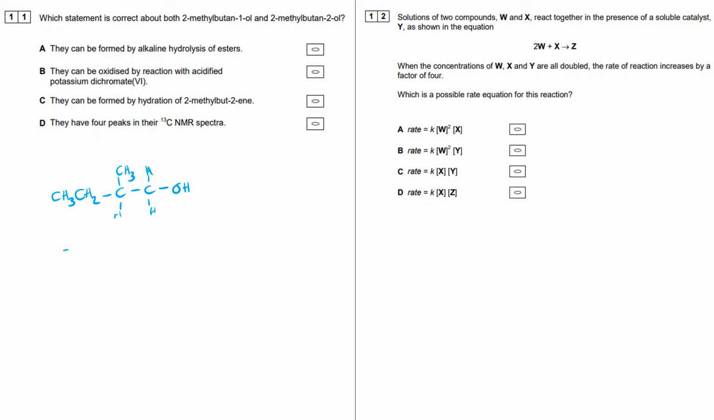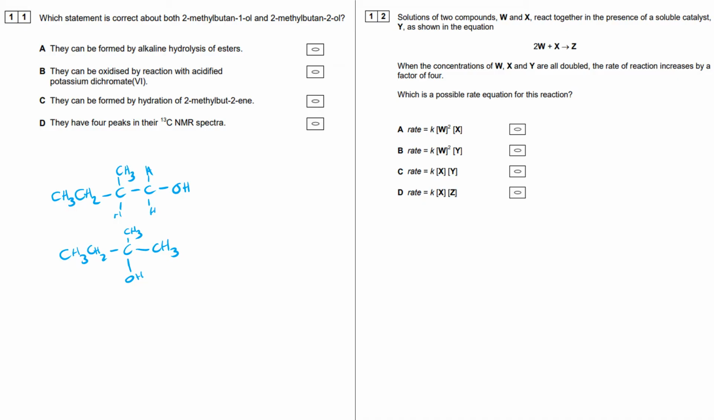2-methyl-butan-2-ol, you're going to have a similar thing, methyl group on carbon 2, but also an OH on carbon 2. And your CH3 at the end. So A is correct, we'll come back to that in a second, but I'll go through the incorrect answers first.